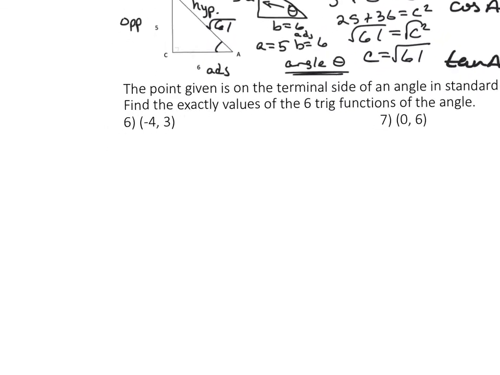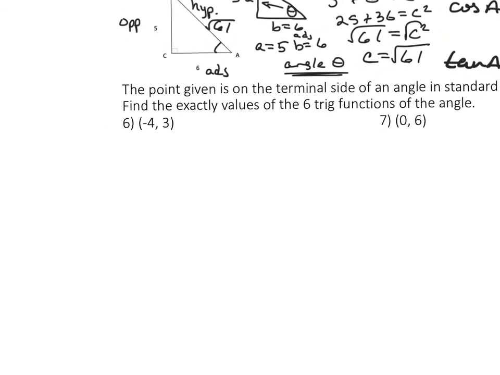This time, instead of it already drawn as a triangle for you, they're giving it to us as an ordered pair. So if it helps you to graph it, you can. You really don't need to. So just remember, in your ordered pair, the first number is x, second number is y. Remember to find r, we're using the formula x squared plus y squared, and then square root it.